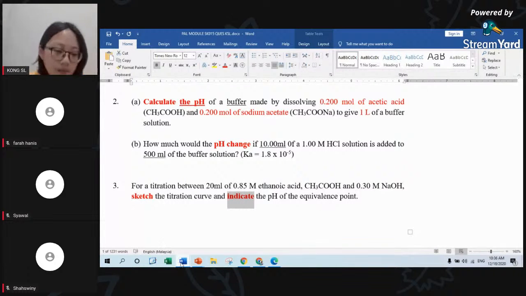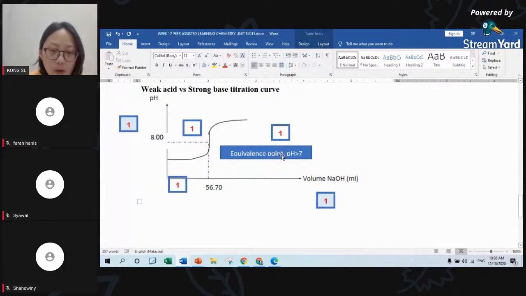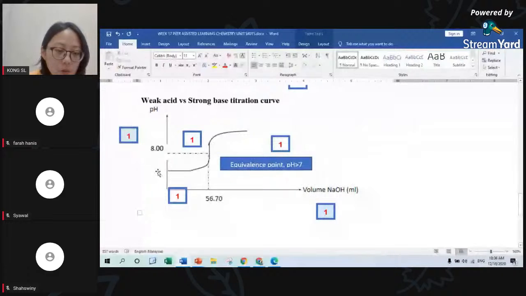Okay, so we check the answer. Yes, equivalent point larger than 7. So this is weak acid. That's why it starts from around pH 3 or 4, until pH 13. Title, axis, the points. And then I want to ask you a question. Why is it 56.7? How do you know 56.7 ml of sodium hydroxide will achieve the equivalent point? How do you calculate for this part? For those who are on the stage, can you answer my question? How did you get 56.7?